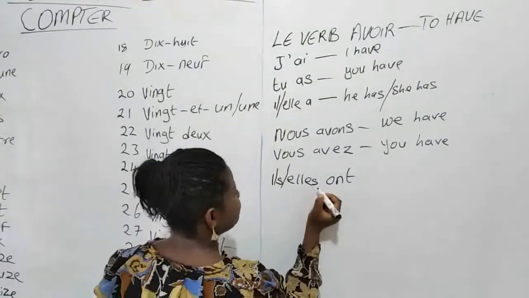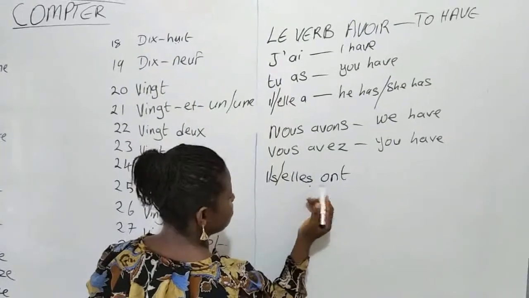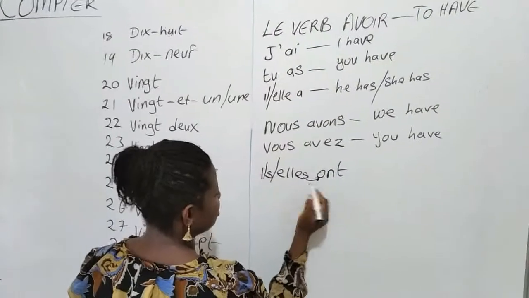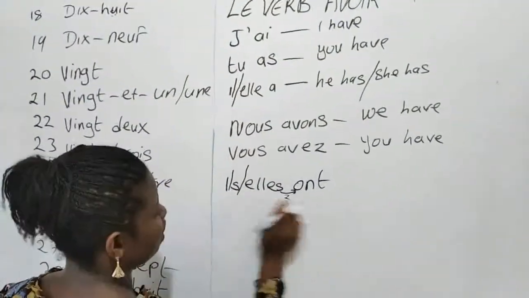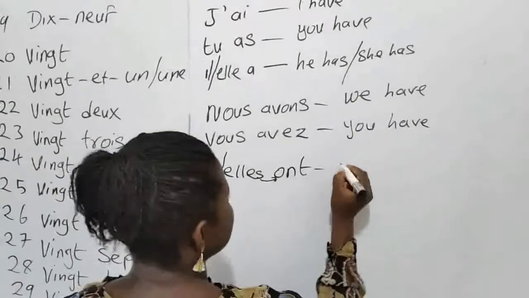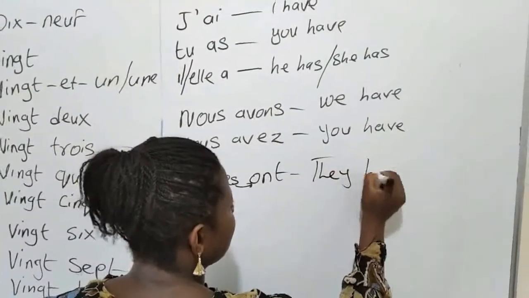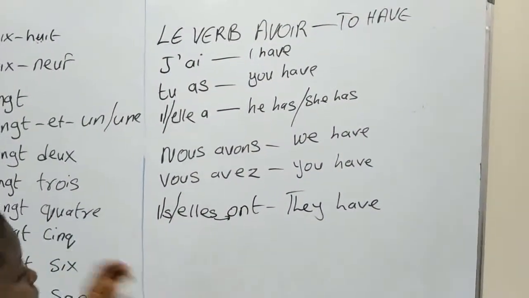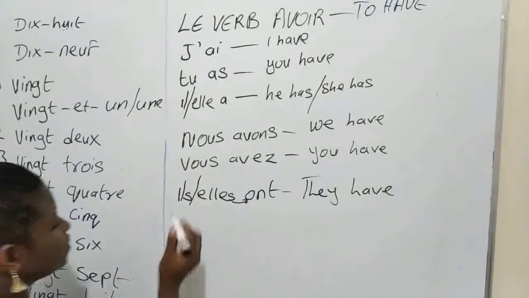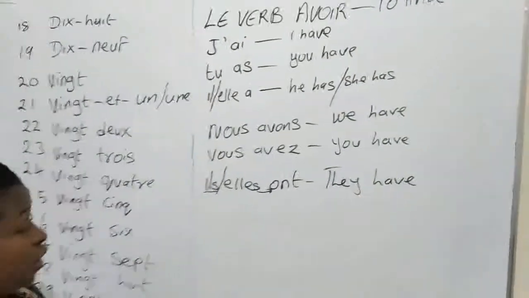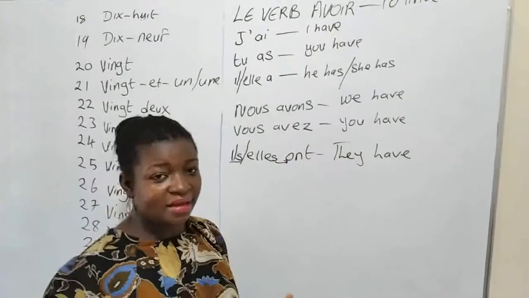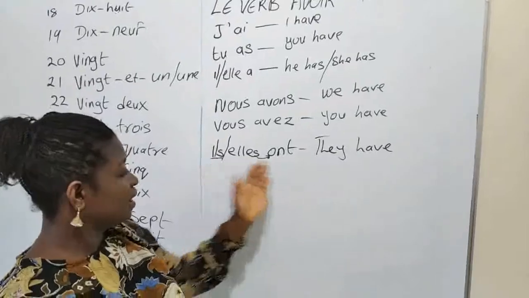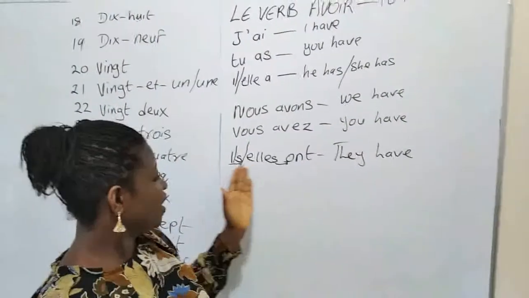Now this verb, this S is linking directly to the next word, and the sound changes to Z. So we have elles ont. Okay, and this means they have. They have. Okay, let me quickly explain this. So this is when you have a group of people, let's say boys and girls mixed together, if you want to say they have, you won't say ils ont, elles ont.